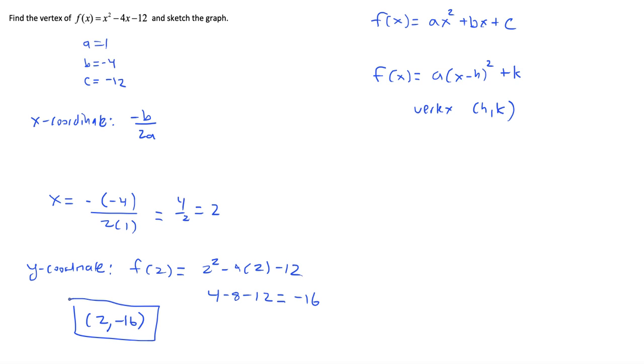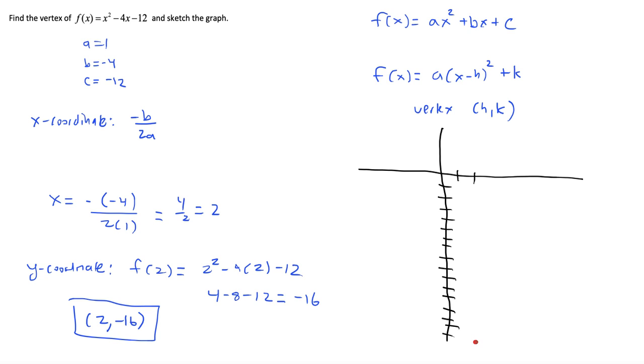Okay, so at this point, we should be able to go ahead and sketch our graph. Now here, we're just going to do a rough sketch, so we're not going to actually find the x-intercept, find the y-intercept, and so on and so forth. But hopefully I counted this properly: 5, 6, 7, 8, 9, 10, 11, 12, 13, 14, 15, 16, right? So the vertex is at 2 comma negative 16, so we're going to be over here.